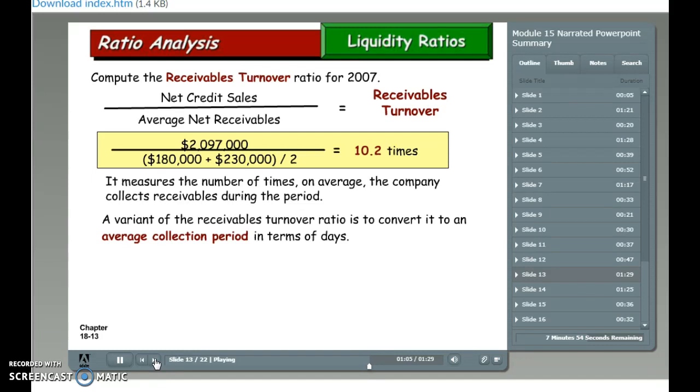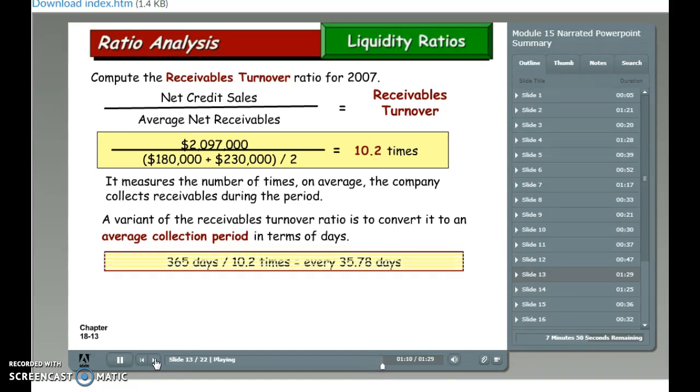A variant of the receivables turnover ratio is the average collection period. The average collection period is calculated by dividing 365 days by the receivables turnover ratio, which calculates to 35.78 days for Quality. On average, Quality collects its receivables every 36 days.